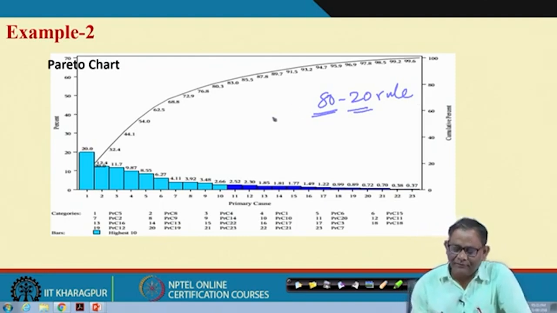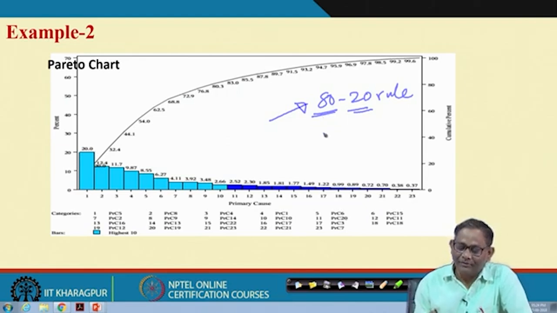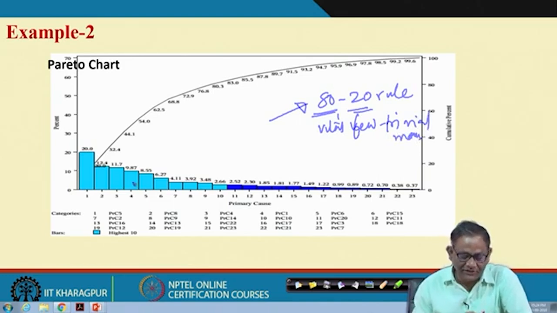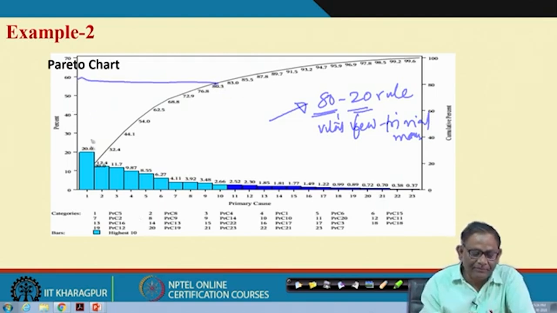But Alfredo Pareto observed this. That is why this is also known as vital few and trivial many. What is vital few? Suppose you want that 80%. Where is 80%? Here is 80%. Okay.